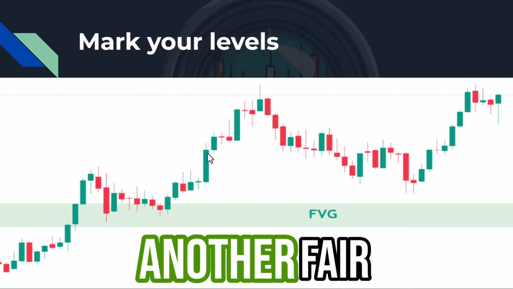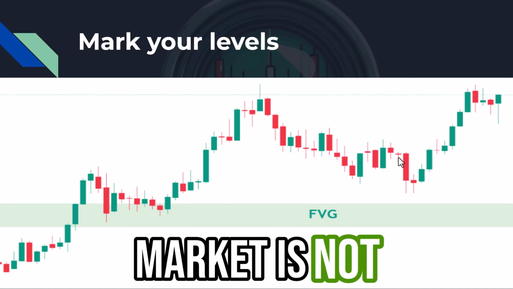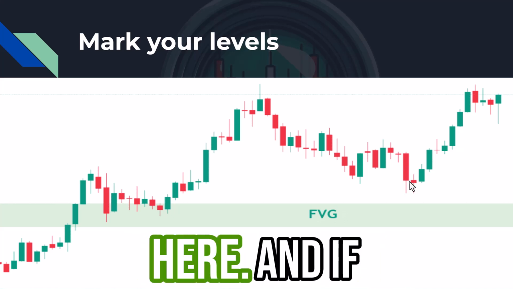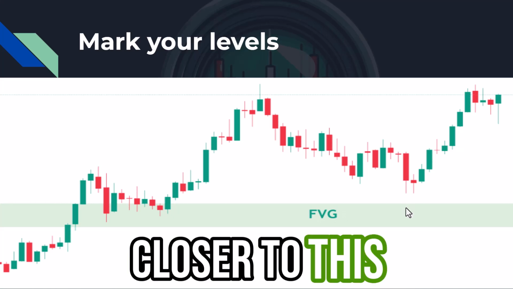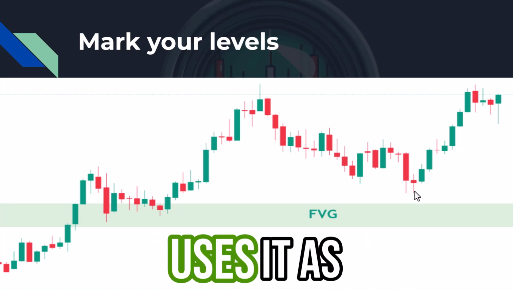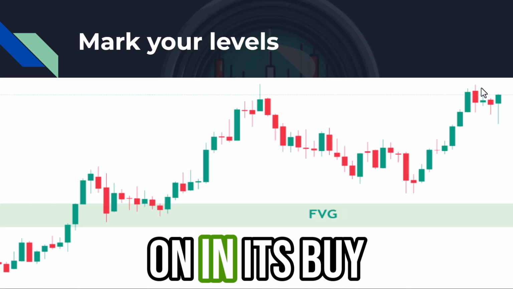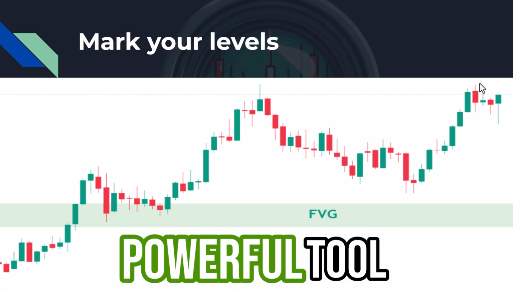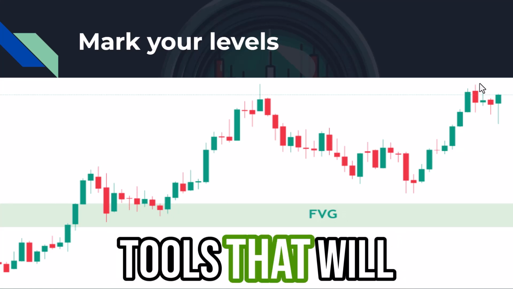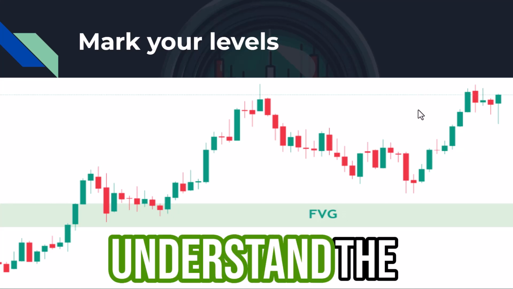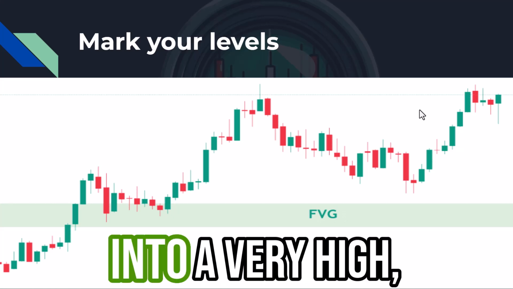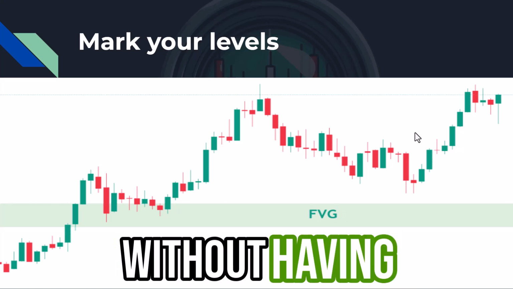And if we look over here, there's another fair value gap right here that the market is not significantly displacing through. It's not significantly breaking past these zones here. And when it gets closer to this previous fair value gap, most likely a very high time frame fair value gap, it uses it as support and then continues on in its buy program. So it's a really powerful tool that once you really get the hang of, you can combine this with other tools that will help form your bias and understand the full narrative of what the market wants to do next, so that you can get yourself into a very high probable trade without having to worry too much.